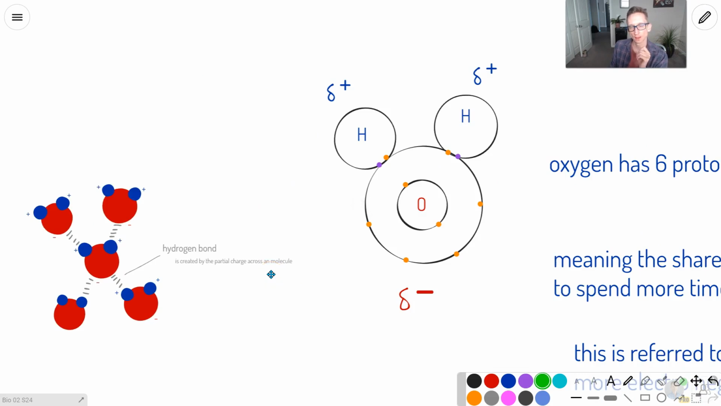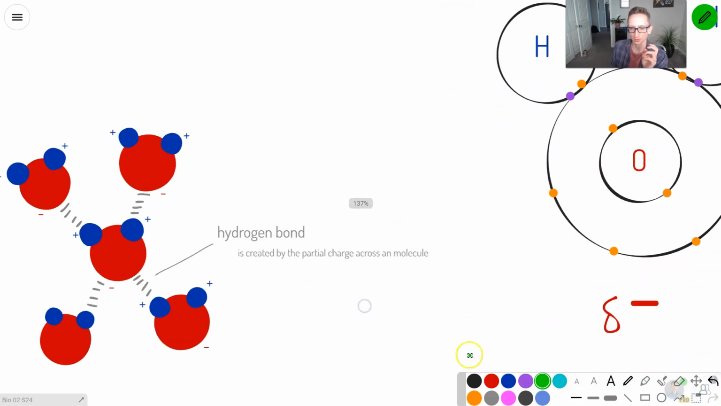Remember, water has this special property where the electrons like to spend most of the time with oxygen. So oxygen's a little bit negative and the hydrogens are a little bit positive. This makes water polar, or sticky. So they have this partial charge across the molecule. Another word for this is a polar molecule. It has a slight charge.